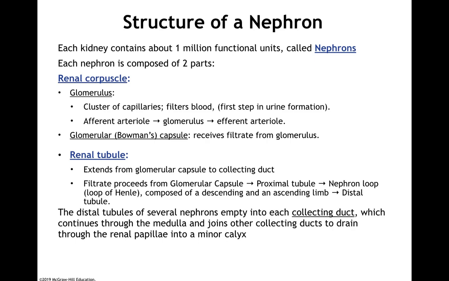The renal tubule extends from the glomerular capsule to the collecting duct. Its filtrate proceeds from the glomerular capsule to the proximal tubule to the nephron loop, which is also called the loop of Henle, and it's composed of a descending and ascending limb. Finally, we reach the distal tubule. Distal tubules of several nephrons empty into collecting ducts, and those continue through the medulla and join other collecting ducts that drain through the renal papillae into a minor calyx.